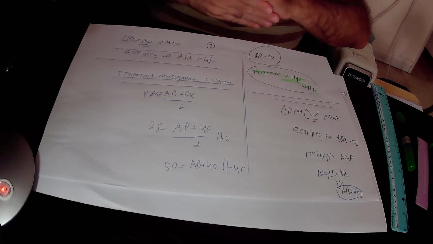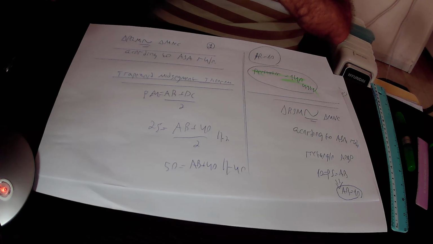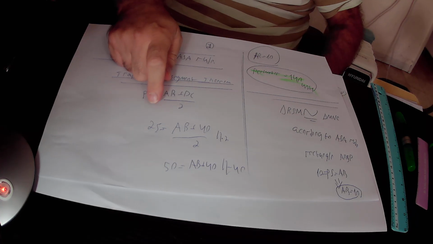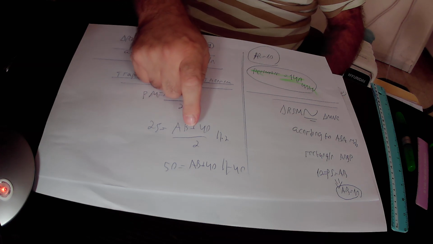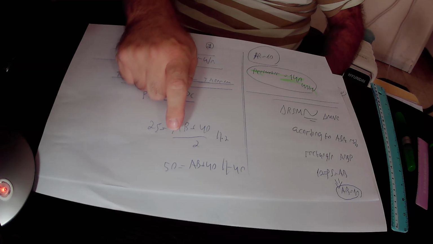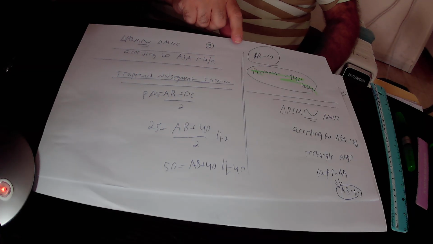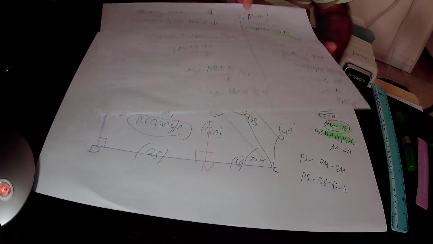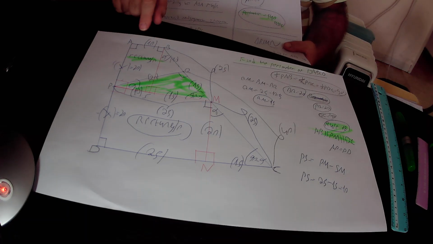Here we multiply this equation by 2 and find that 25 times 2 is 50. So 50 equals AB plus 40. Here we subtract 40 from this equation and finally find that AB equals 50 minus 40, this is 10. So AB equals 10 units in its length.